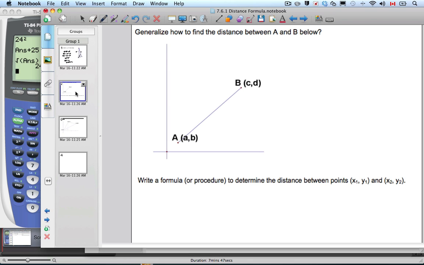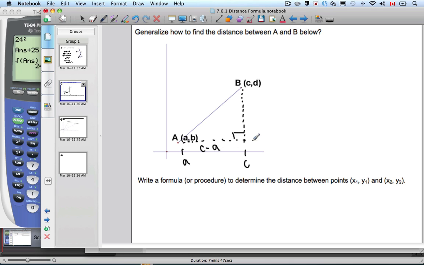Let's go over here. How do we find the distance between A and B? Well, we did the Pythagorean theorem. If we drop a horizontal line here and a vertical line, that makes a 90-degree angle. We did A squared plus B squared is C squared. How are we going to get those lengths for A and B? The distance of this point goes from A all the way to C, so this distance is just going to be C minus A.